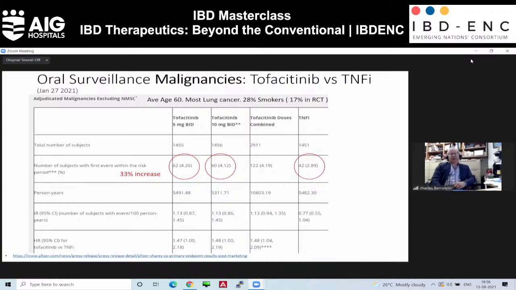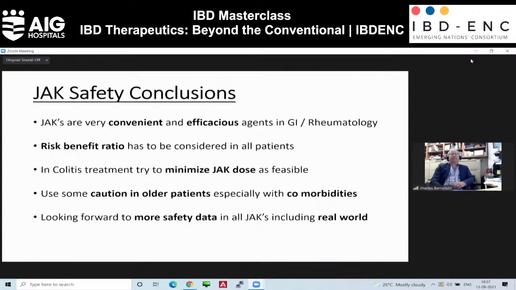For instance, if we have somebody who is a long-standing smoker, maybe they had COPD and they were at increased risk of lung cancers, since we have a choice of different agents, we may think twice about using TOFA. So to conclude then, JAKs are very convenient and effective agents in both GI and rheumatology, but the risk-benefit ratio has to be considered in all patients.